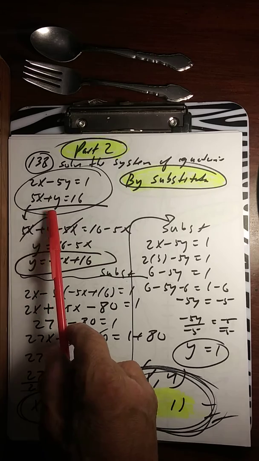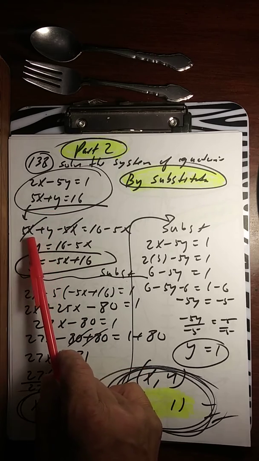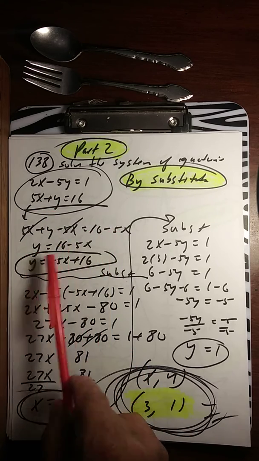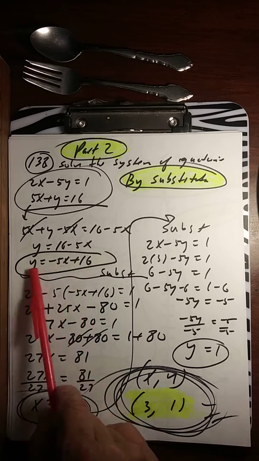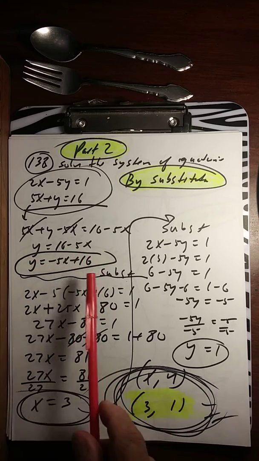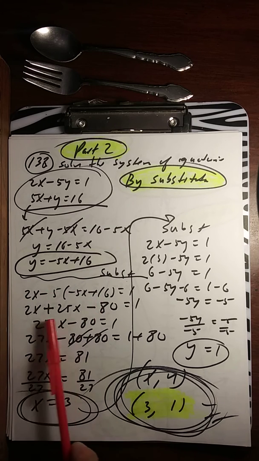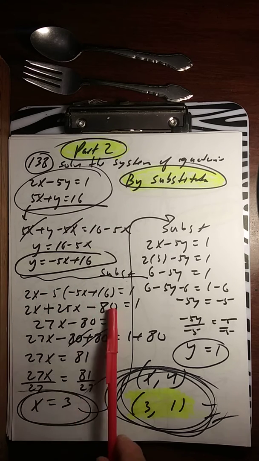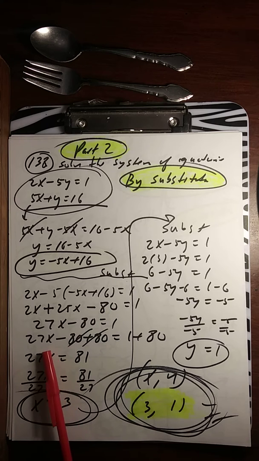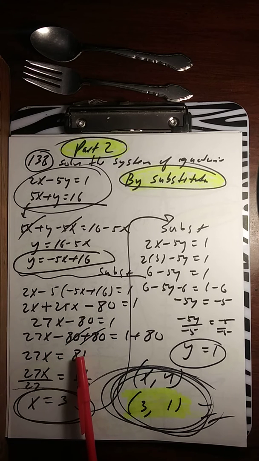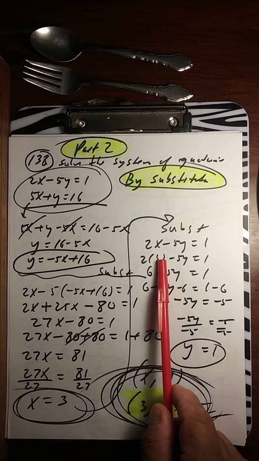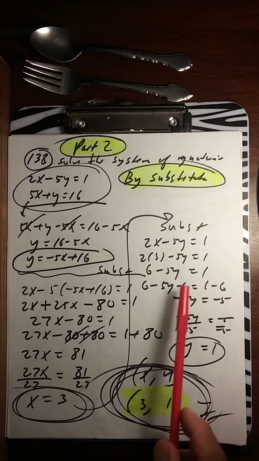Substitution. Solve one of these for y. So let's do this one. Minus 5x, y equals 16 minus that. Y equals negative 5x plus 16. So we're going to substitute this in there, up there. So negative 5 times that, negative 5 times that. We have 25x in that, 27 minus 80. Add 80, so 27x equals 81. Divide by 27, x is 3. Put a 3 in there, 2 times 3 is 6, 6 minus that is that.